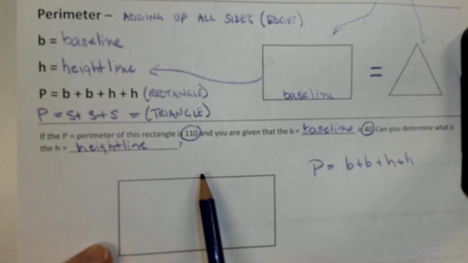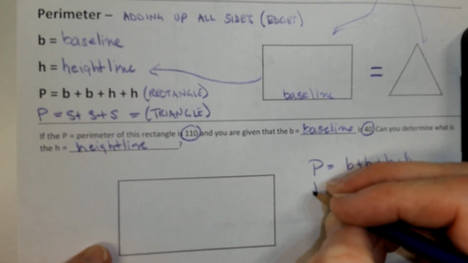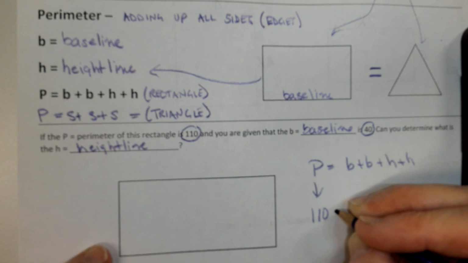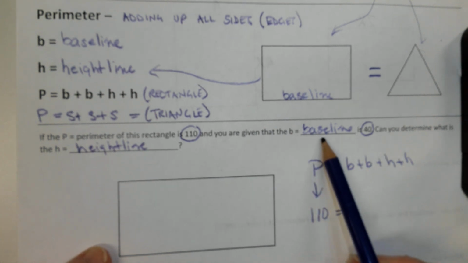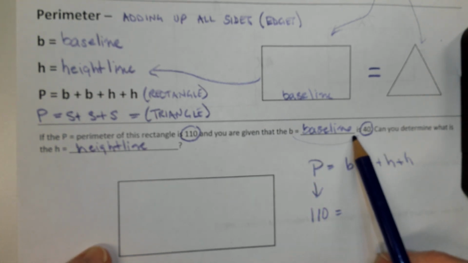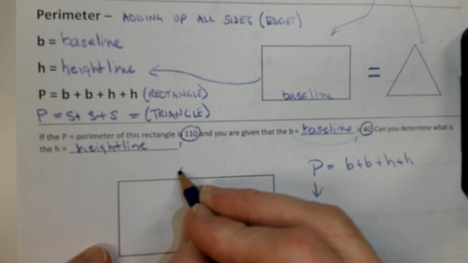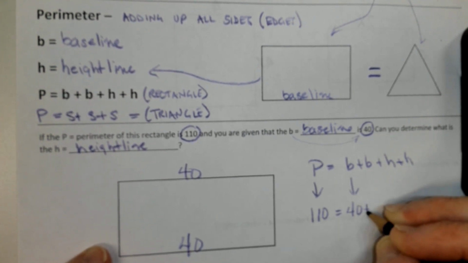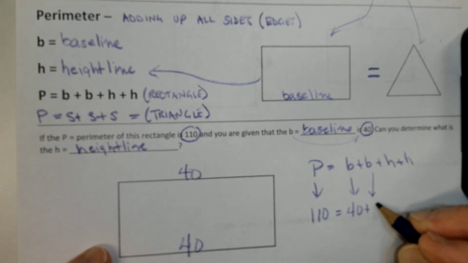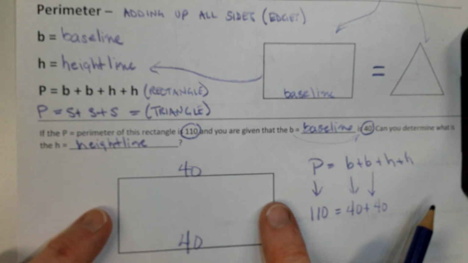What other information are we given? Well, first of all, we're given the total perimeter, the capital P. We can replace that with 110 because the total perimeter is 110. The next information we're given is that the little b, the baseline, is how much? 40. But how many baselines are there? 2. If this is 40, what is this? 40. So I can drop in my 40, drop in my add sign, drop in another 40. Are we done? No, we got 2 more sides to go.